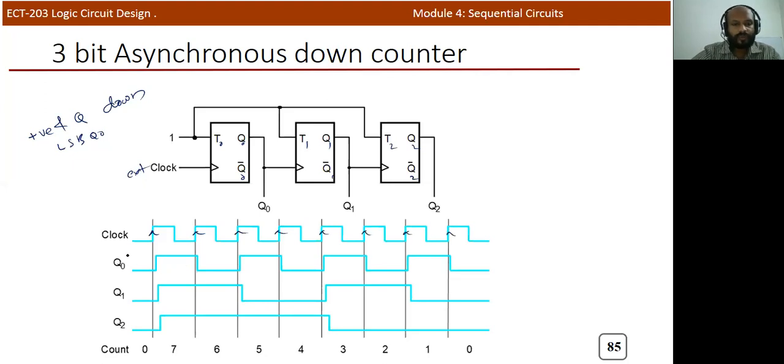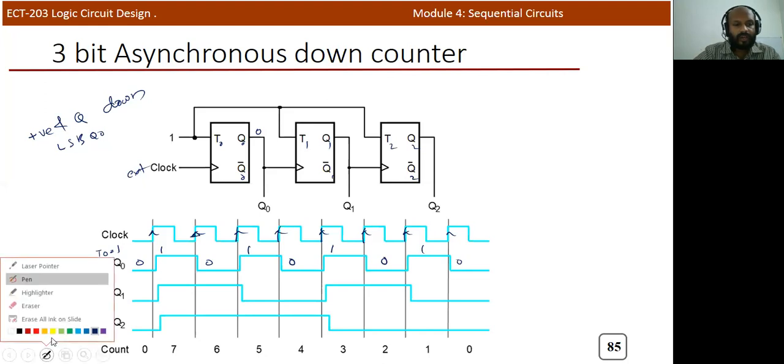Now we can observe Q0. Assume that Q0 is initially 0, and when it reaches the positive half cycle, it's in the toggle mode, so the output goes to 1. Again, it reaches the next positive edge. The T input is always 1, or you can say T0 is always 1, so again it will toggle. It is 1 during this duration, and during the next it will complement to 0, then 1, and so on. So it will continue like this.